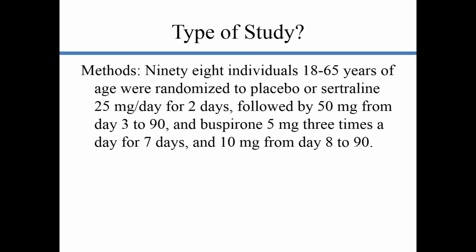Here's another example, also from the literature. 98 individuals, 18 to 65 years of age, were randomized to placebo or sertraline for 2 days, followed by 50 milligrams, et cetera. It doesn't say what the outcome is, but sertraline is otherwise known as Zoloft. I'd imagine the outcome is depression, whether someone is depressed or not. So again, we're starting with an exposure, we're manipulating the exposure, and we're looking to see what happens. And they were randomized. It is a randomized clinical trial.